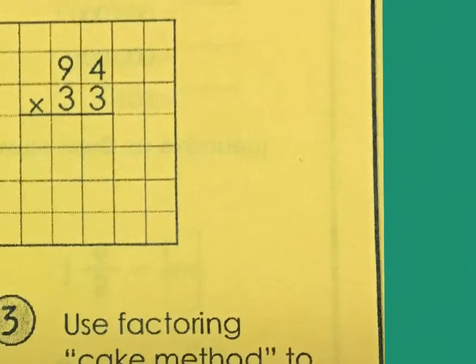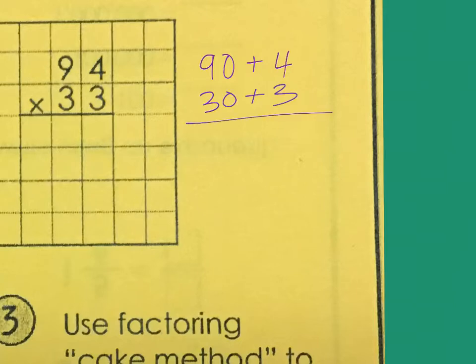On this next one, I was just thinking there is another way to do double-digit multiplication that some of you might like better. And so I'm going to show that to you right now. So we write these in expanded form. So 90 plus 4, so 94. And we go 30 plus 3.